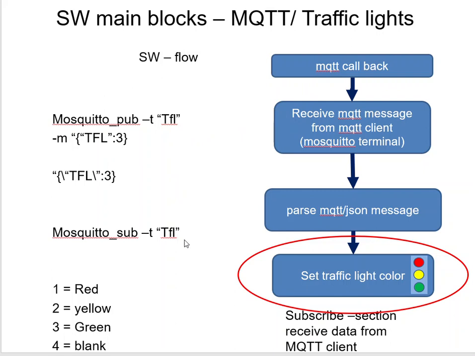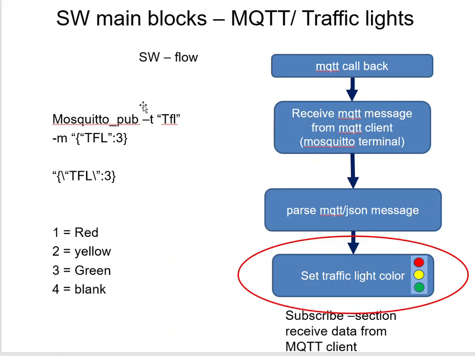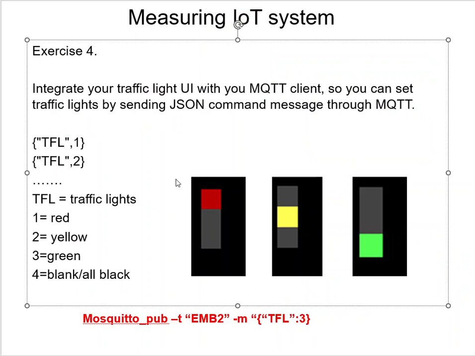So now when we are sending these publish messages, we can control your traffic lights. By changing the number here, your traffic light will react to that. Now the whole chain is supposed to be working. Receive the message, parse the message, and control the traffic light color according to the value inside the message. So this is your exercise 4. When you send a publish message from the Mosquitto client, then your own traffic light client will react to that, and according to the value, it will change the color on your screen.